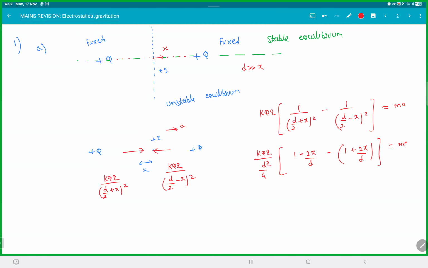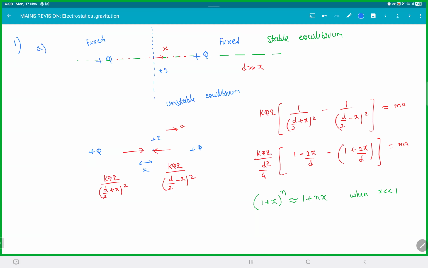I hope you remember binomial approximation. When you have (1 plus x) whole power n, it is approximately equal to 1 plus nx when x is much, much less than 1. So when you take out d by 2 common, it becomes very small there, and then you can simplify this.